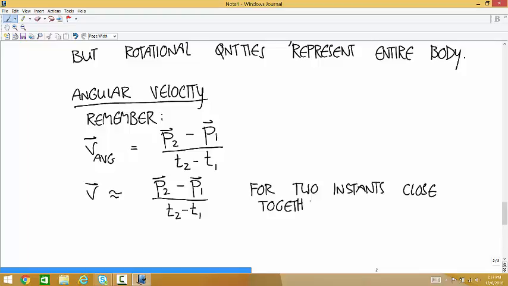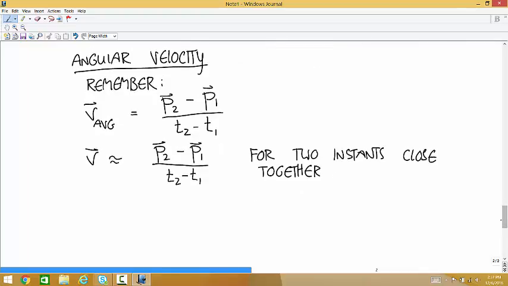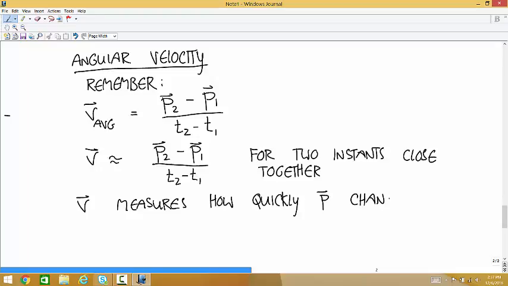Is that because the average velocity isn't going to change very much in two instants that are close together? That's right. Yep, that's a good way to think about it. And so the velocity vector measured how quickly the position was changing. And so we're going to use a similar definition for angular velocity.